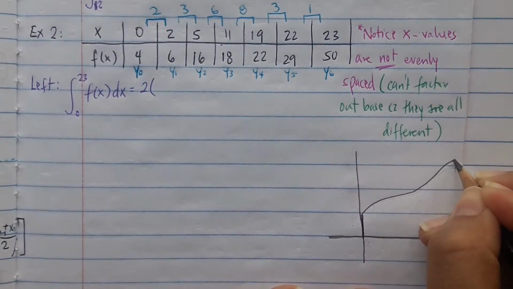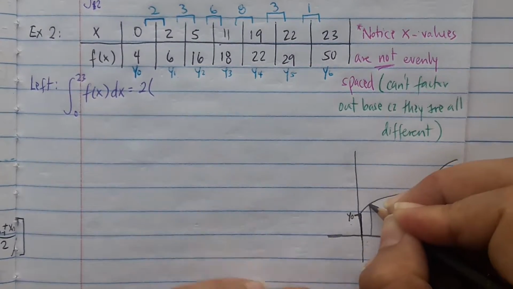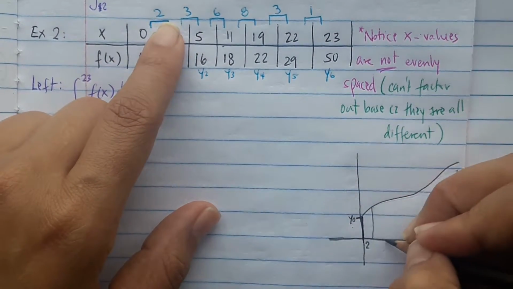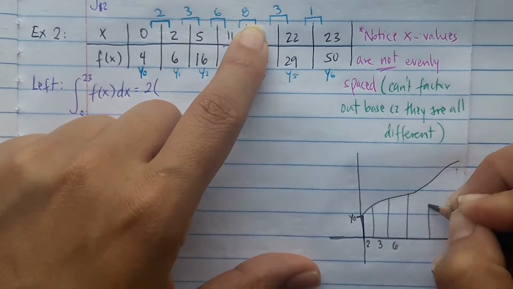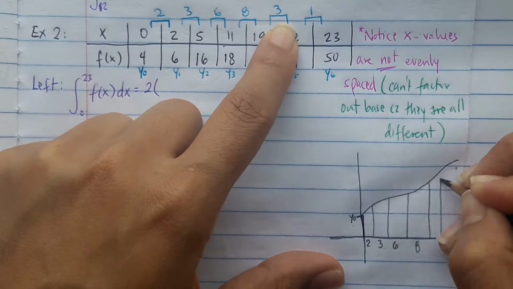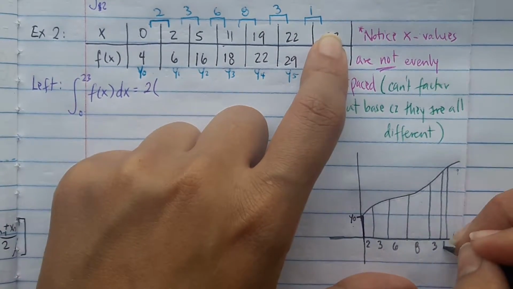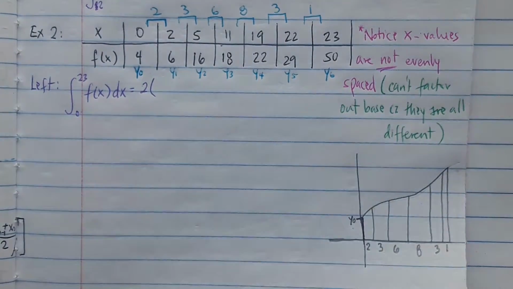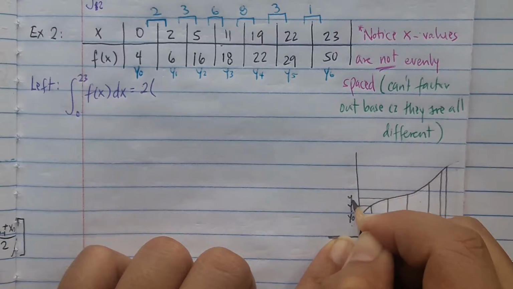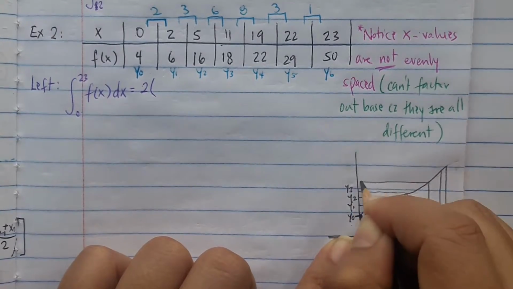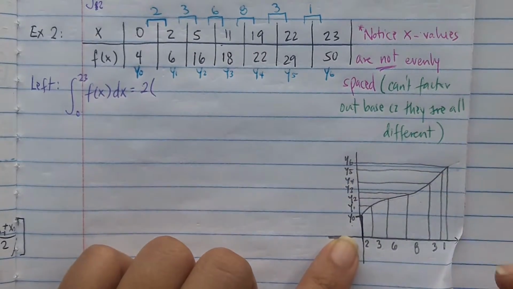And then I'm just going to show you that in a graph. I don't even know what the graph looks like. This is not to scale, I'm just showing you roughly. So the base is 2, then 3, then 6, then 8, then 3, then 1. So let's say these are my rectangles. Alright, so let's label y0, y1, y2, y3, y4, y5, y6.